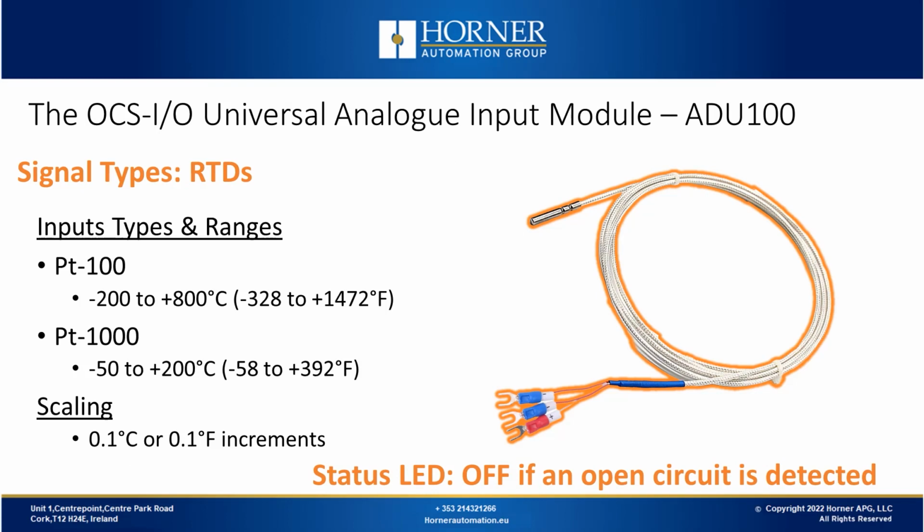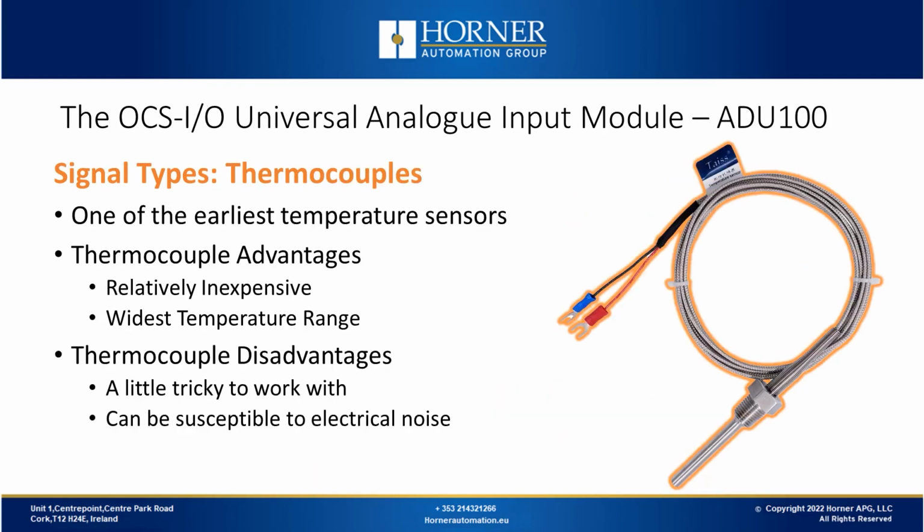You can select in configuration between degrees Celsius or degrees Fahrenheit for the format in which the temperatures come back, and they come back already in 10th degree increments. If you have an open circuit on your RTD, the status LED on the module will turn off. That LED will be on with 4 to 20 mA or 0 to 10 volt if your reading is above 0.2% of 0. Now we look at thermocouples, which were some of the earliest temperature sensors used in industry.